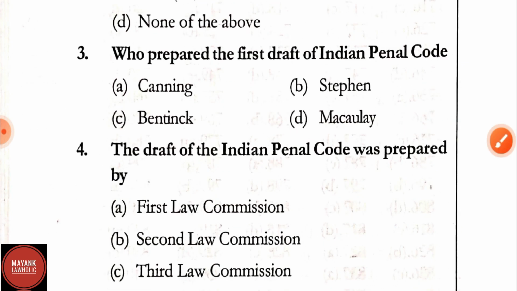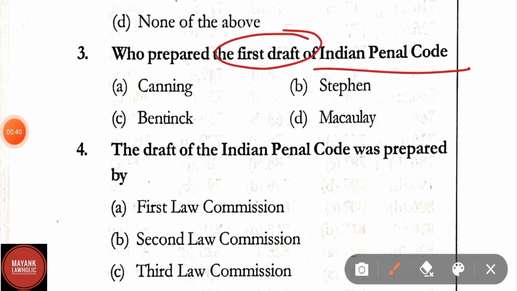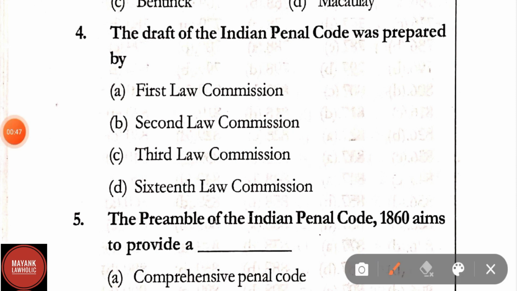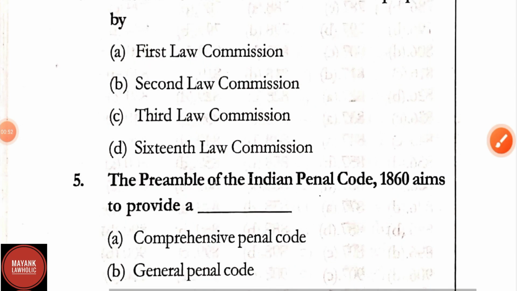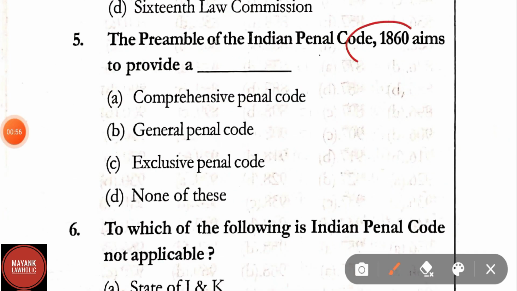Question 3, who prepared the first draft of the Indian Penal Code? Here the correct answer is option D, that is Macaulay. Question number 4, the draft of IPC was prepared by, correct answer is First Law Commission, and First Law Commission was headed by Macaulay.